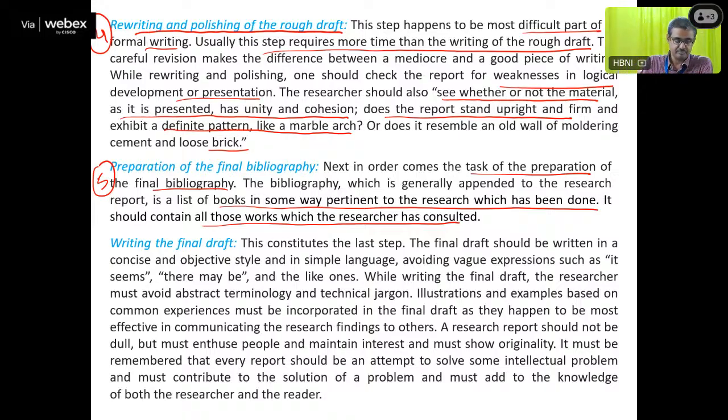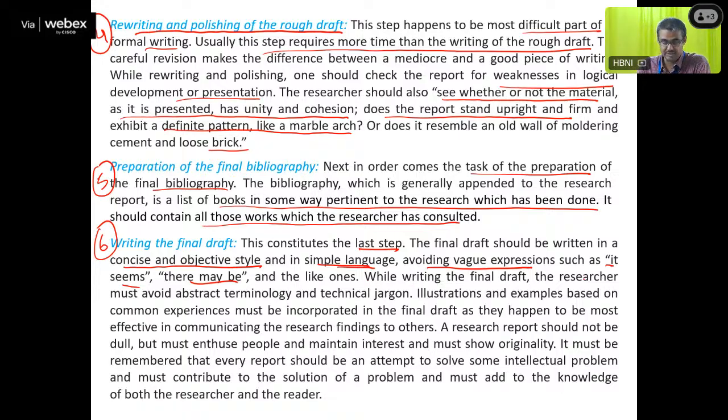And finally, writing the final draft. This constitutes the last step. The final draft should be written in a concise and objective style. It should be concise. It should not be very broad, precise, concise, to the point. Okay. And in simple language, so that everybody can understand. Avoiding vague expressions such as it seems, there may be. So if you still write maybe, the examiner may not be convinced.